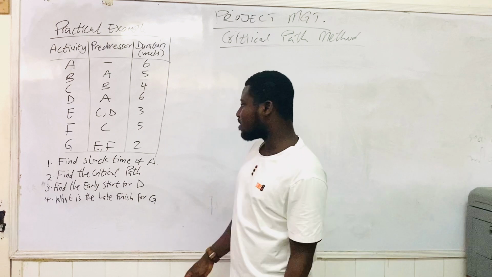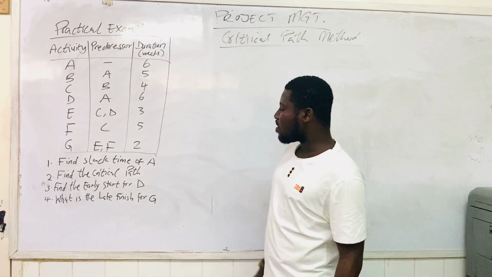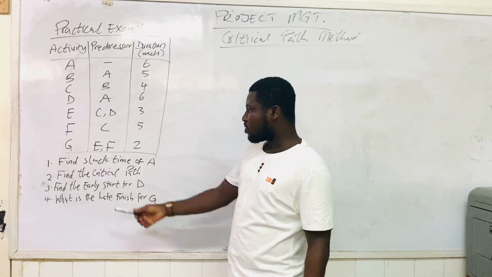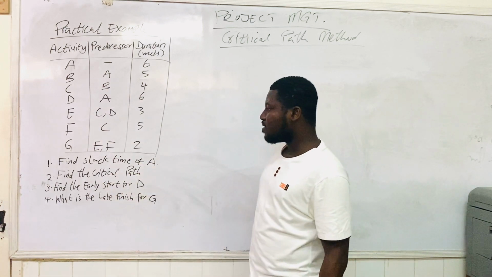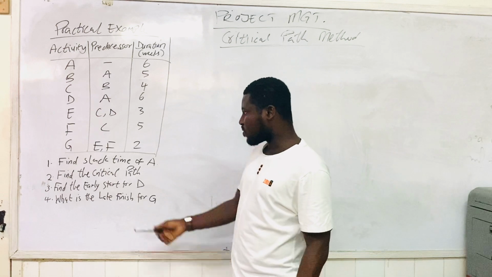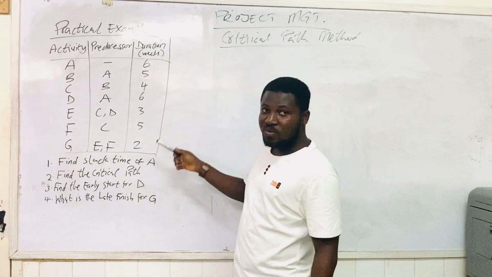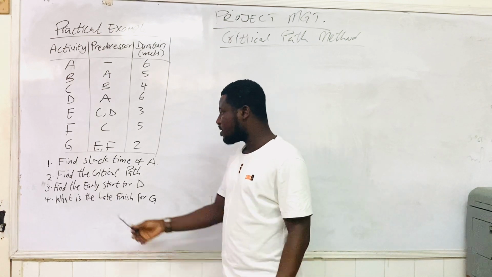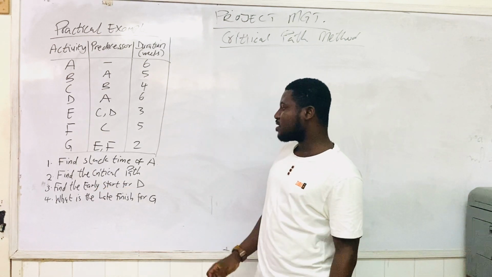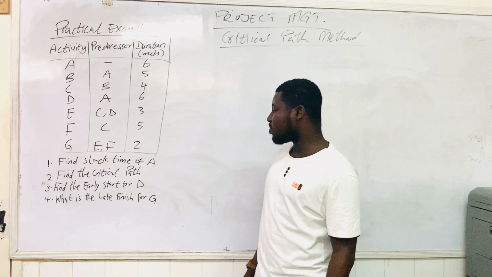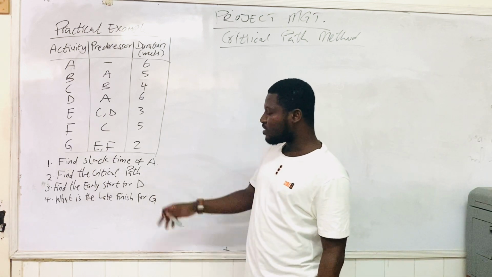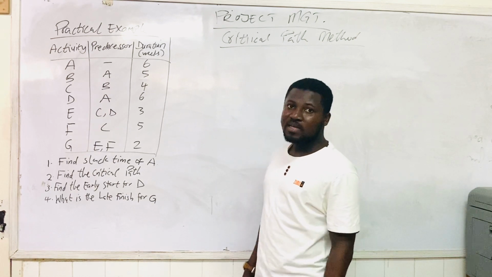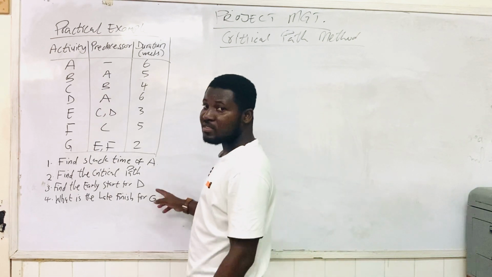The question is saying that we should find the slack time of activity A. And so what is the slack time of activity A? We are finding the critical path of the whole project. And so for the whole project, what is the critical path of the project? And then we are also finding the early start time for activity D. And then we are also asked to find the late finish time for activity G.